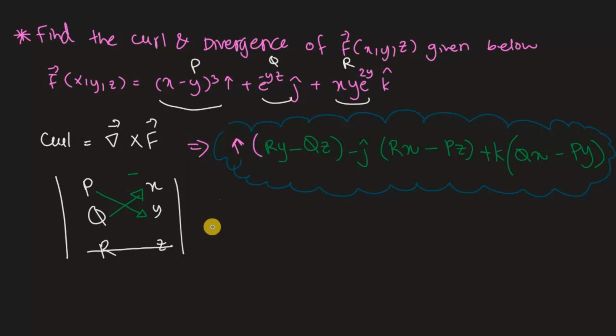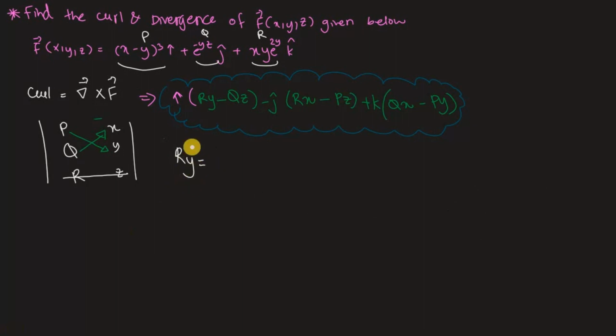Okay, so let's calculate R sub y first. We have R over here, so we are differentiating with respect to y only. This means the other variables are treated as constants. So x and z are constant. Since it's a 3-variable function, we're differentiating with respect to y, so x and z are treated as constant.